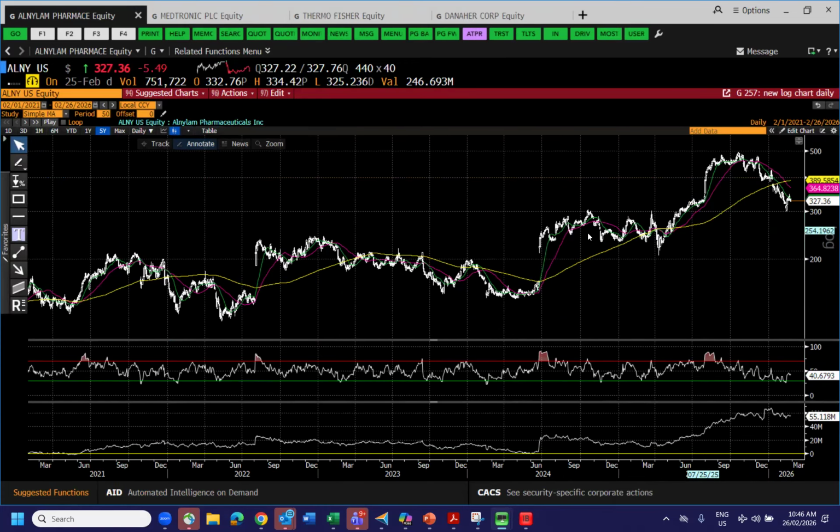So no signs of slowing downside momentum. There is support here, though. Previous highs, previous lows. So maybe retesting 300 sets up a divergence. Oh, that's great. Let's look for that. Okay, cool. And Medtronic?